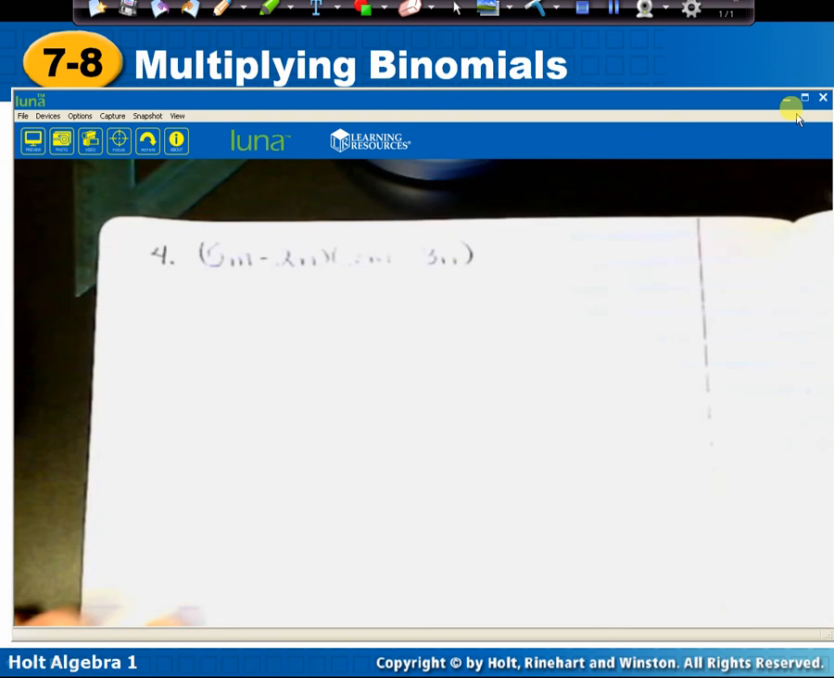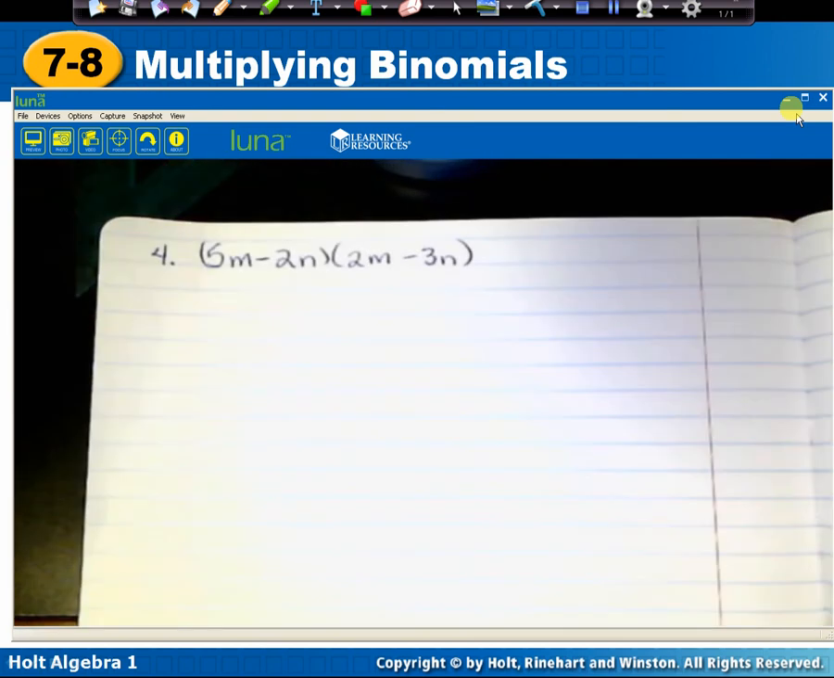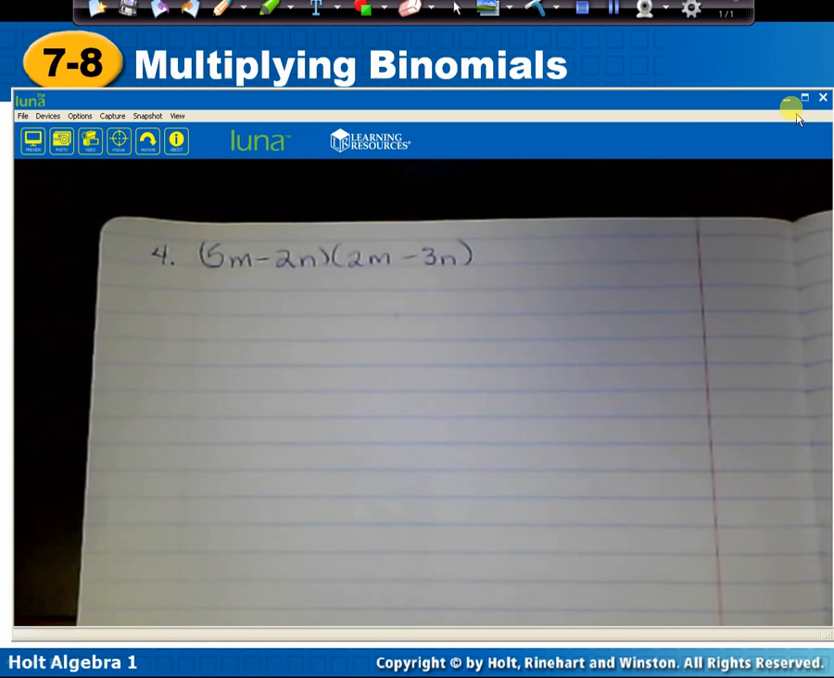All right, I want you to look at number 4. Number 4 says 5m minus 2n times 2m minus 3n. If you'll notice here, there's a difference in this problem and all of the other ones that we've done so far, and that is that you have multiple variables. You don't just have an x or a y or an m or an n, but you have both. So we're going to do this one together, and then the next one I'm going to have you actually try on your own is a whole lot like this.